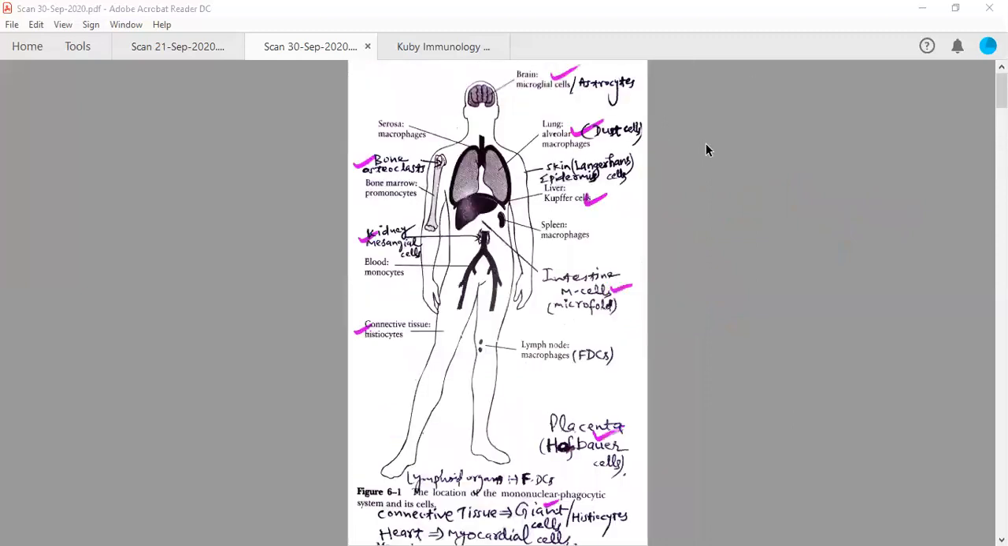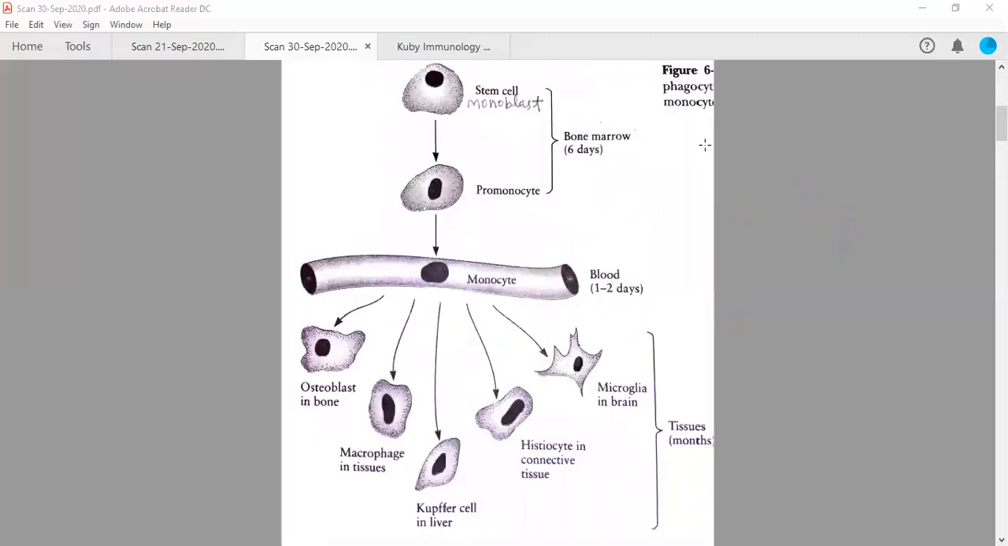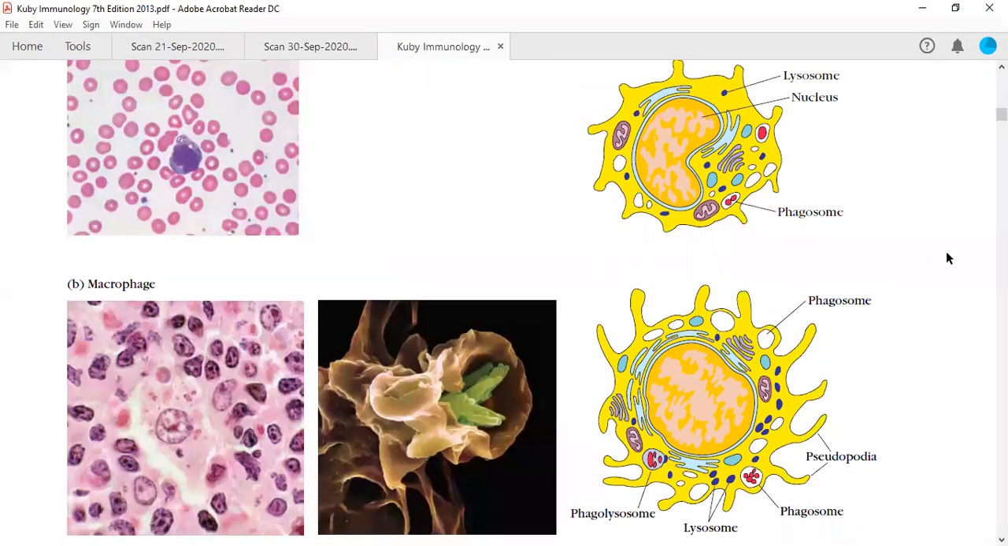Now, what is the lifespan of a macrophage? Macrophages are also produced from the same stem cells in the bone marrow. So I will show you one more diagram before going into the details about the lifespan, how these monocytes and macrophages are produced, on page number 28 of your QA.